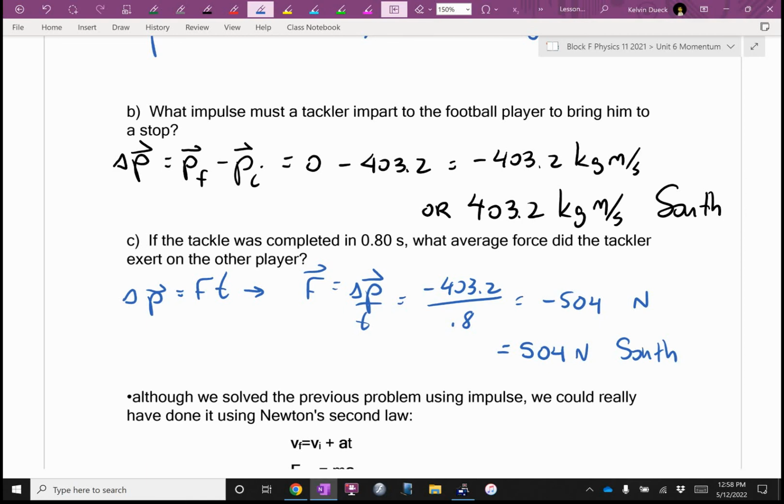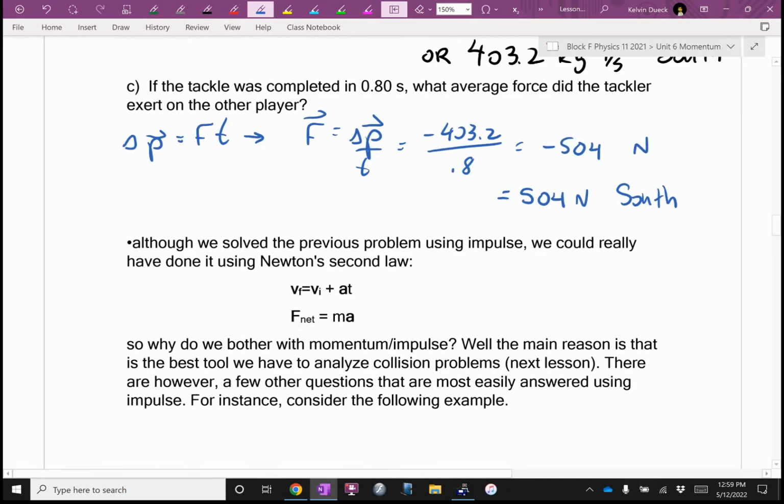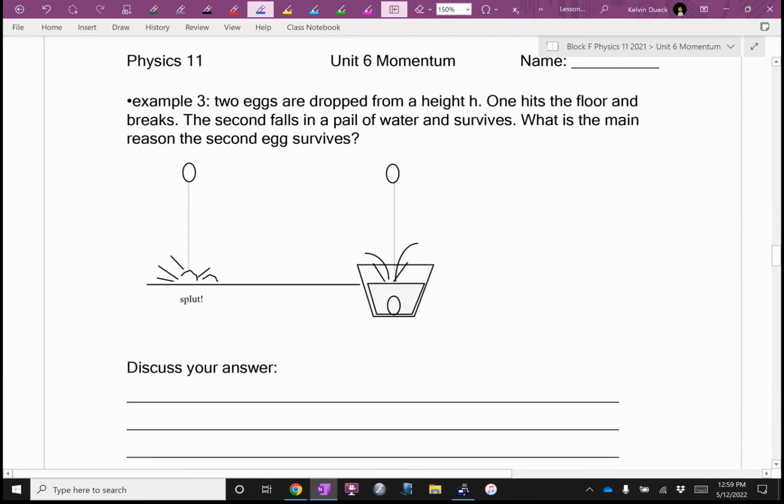I like your enthusiasm. Although we solved this question using impulse, we could have solved it using VF equals VI plus AT and F equals MA. So why am I bothering with momentum and impulse? Well, you're going to find out it's our best tool for analyzing collisions, but we can also explain certain things with the concept of impulse. Turn the page.